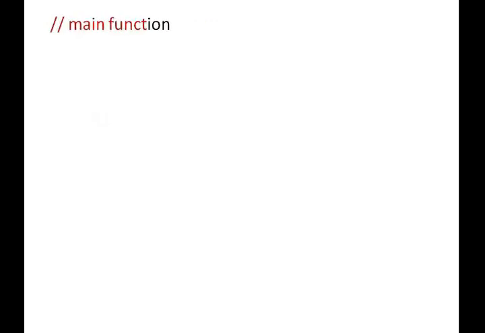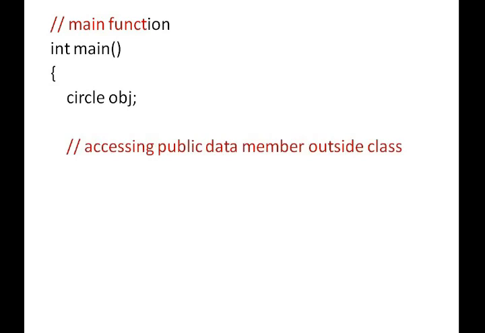It is followed by the main function, that means the main program. In main, circle obj. Here is the object declaration. Obj is the name of the object, circle is the name of the class. Here obj is created in memory using the class circle. So this object can access one variable and one function because these are defined in the class. Since these members are public, we can directly access them in the main program.